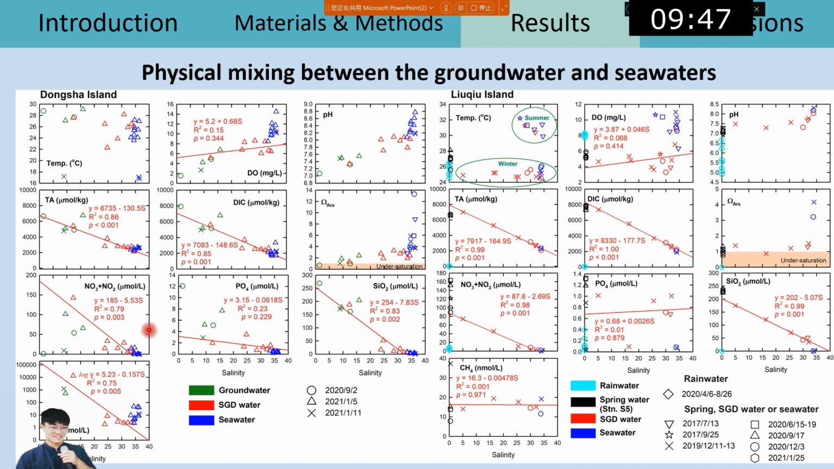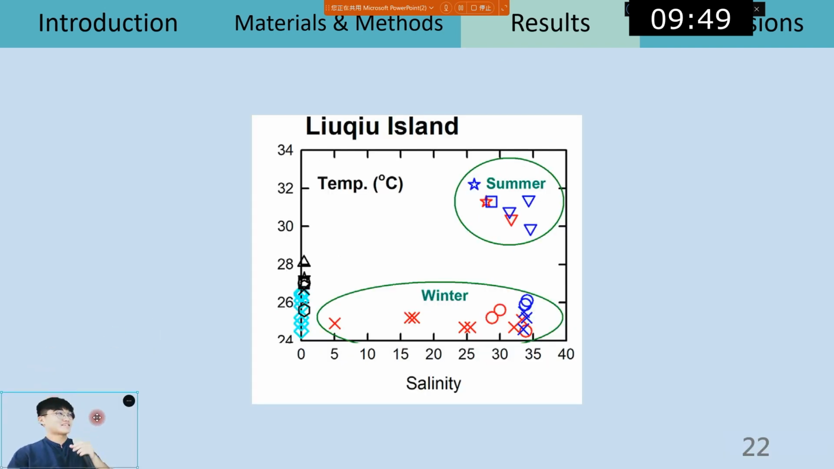Okay, it's really hard to explain. Let's see this figure. This figure shows the temperature of the seawater, groundwater and rainwater. You can see the higher temperature means the summer, and summer means the wet season. So in the wet season, we can see the SGD water signal. And you can see the SGD water signal also in the winter, which is the dry season.